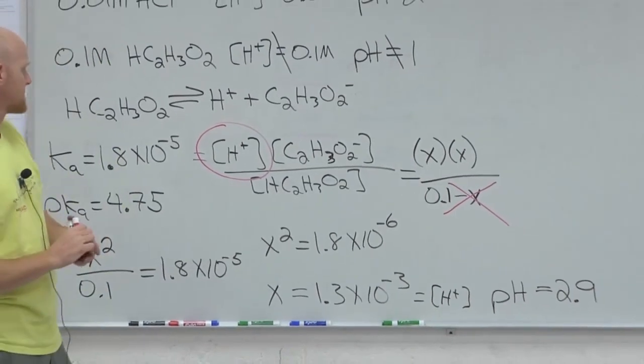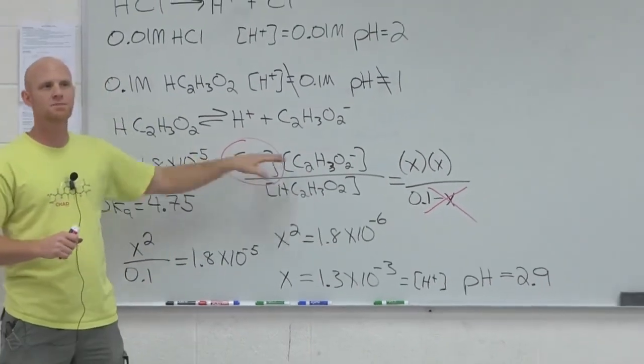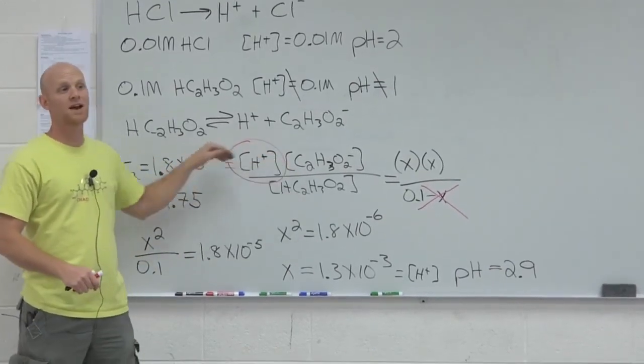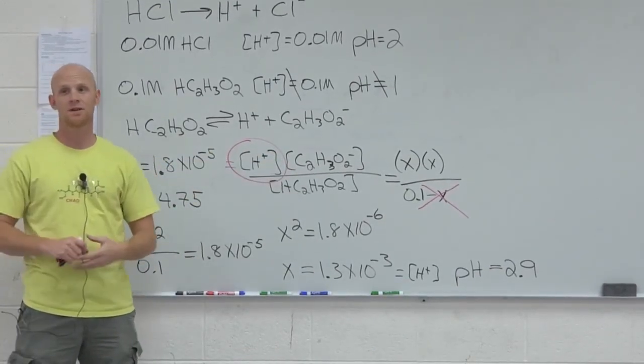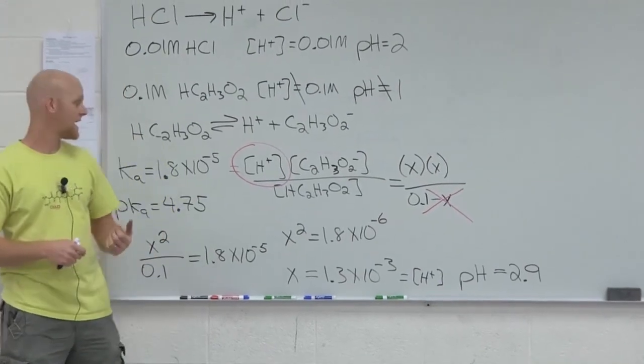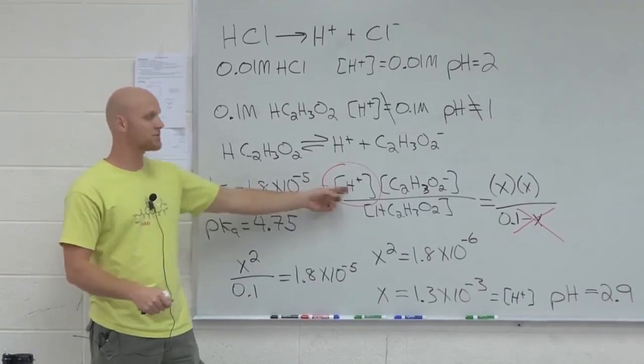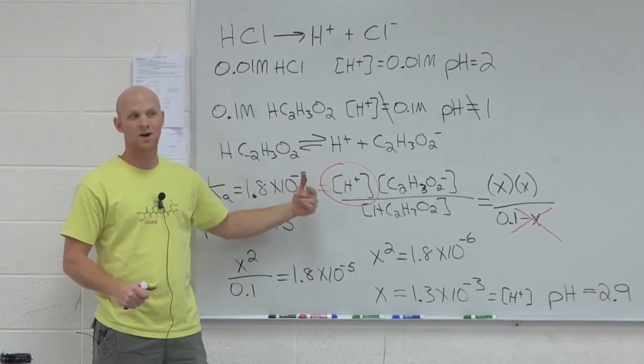Cool. So this is kind of the general approach we take for just simply having a weak acid in our solution. We take a very similar approach to just simply having a weak base in the solution. But if it were a weak base, what would we need instead of Ka? Kb. And we wouldn't be solving for H+, we'd be solving for OH-.